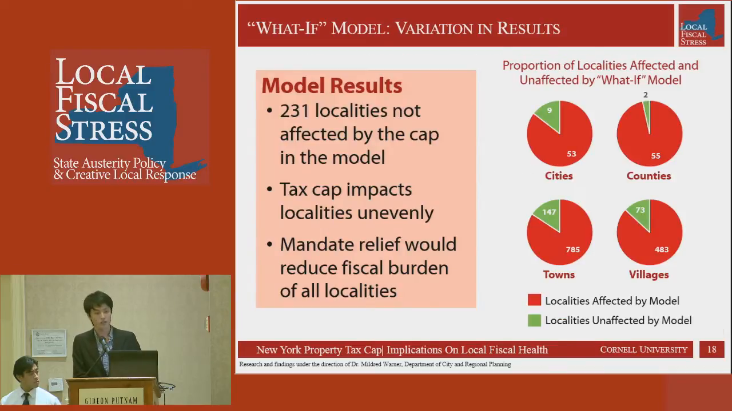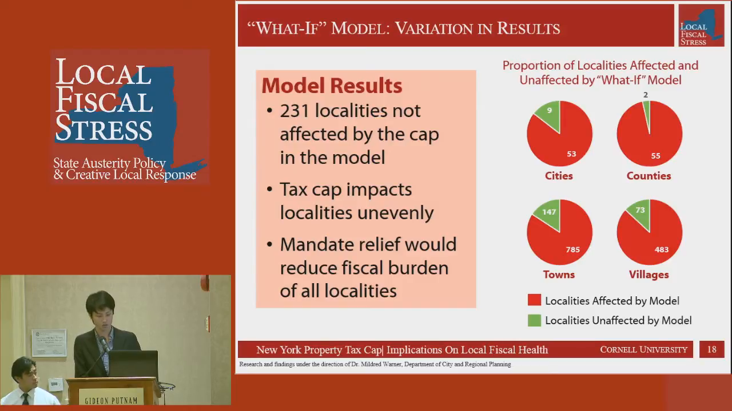We also find geographic variation in the tax cap's impacts. Not all local governments will be affected by the tax cap. We found 231 localities were not affected by the tax cap. To be specific, 9 cities and 2 counties, 147 towns and 73 villages. They already have lower property tax, and they are mostly in upstate New York. These are places historically constrained by low wealth and a limited tax base. At this point, what they need might not be a tax cap, but maybe mandate relief to reduce their fiscal burdens.